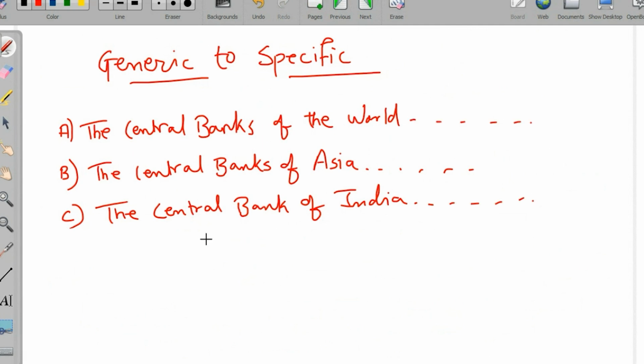So we have three statements right in front of us right now. The first one is talking about all the central banks of the world. Statement B is talking about all the central banks that are in Asia. And the last one is talking about the Central Bank of India. Now, the Central Bank of India means RBI, Reserve Bank of India. Okay. Now, just look at these sentences for a few moments, and tell me which one you think is a more generic statement.